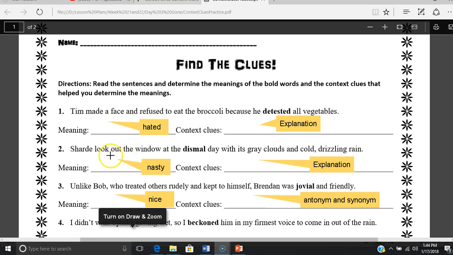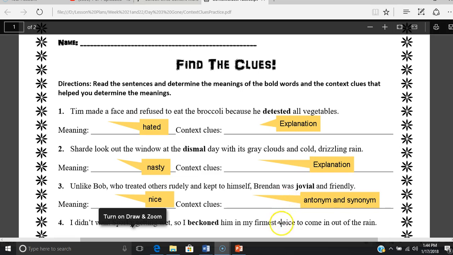Shard looked out the window at the dismal day. Shard looked out the window at the nasty day with its gray clouds and cold, drizzling rain. Yes, that makes sense. Let's go up here. Tim made a face and refused to eat broccoli because he hated all vegetables. Yes, that makes sense. So I have successfully figured out the meanings to each of these bolded words by using the different context clue strategies that we discussed.